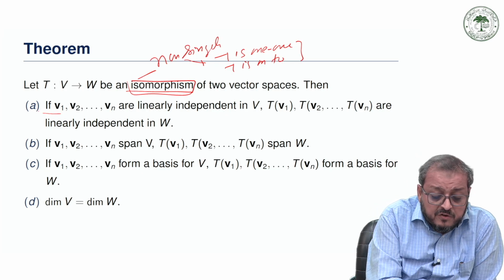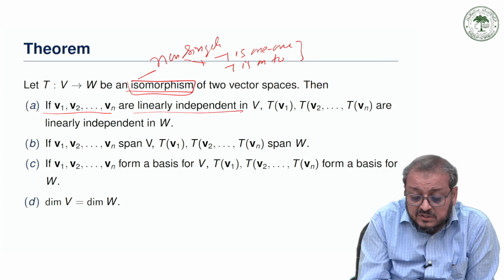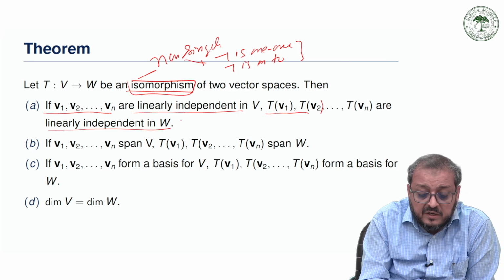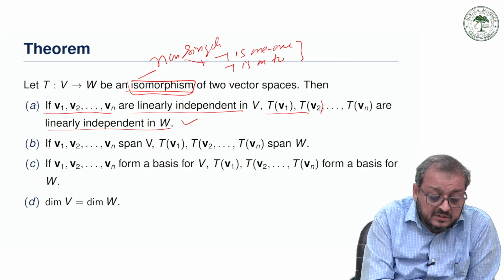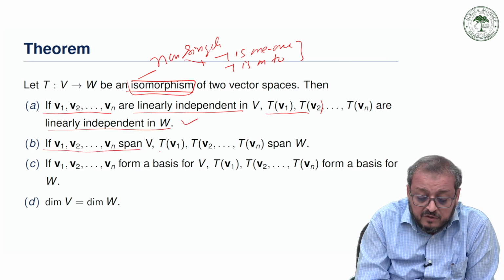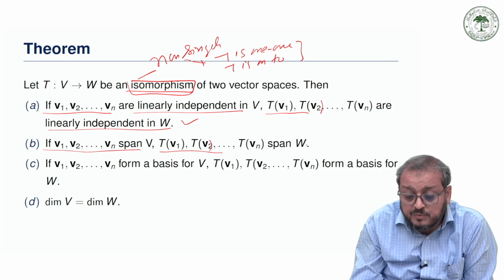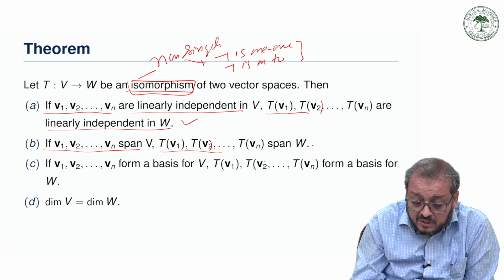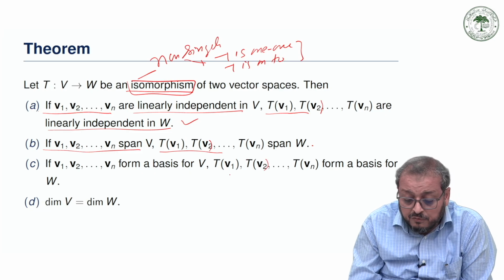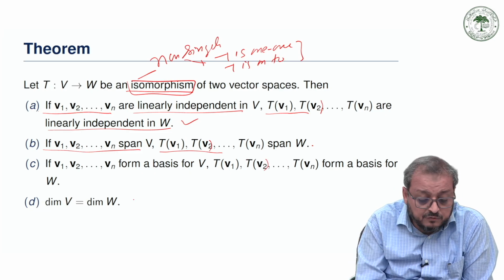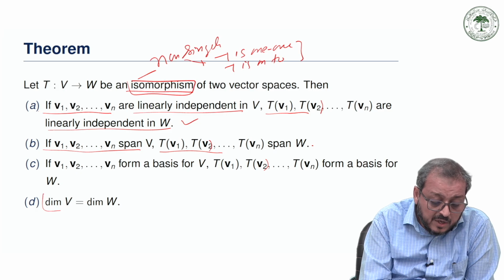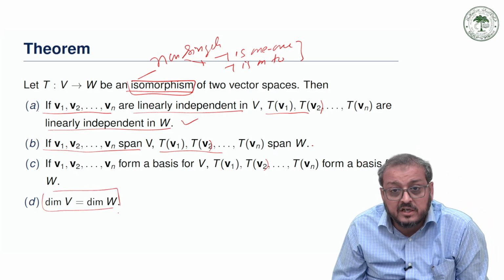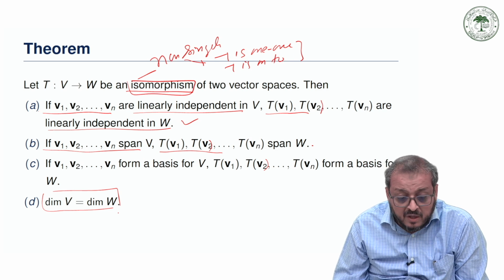Then, if v1, v2, up to vn are linearly independent vectors in V, then T(v1), T(v2), up to T(vn) are linearly independent in W. Next, if v1, v2, up to vn span V, then T(v1), T(v2), up to T(vn) span W. If they form a basis for V, then T(v1), T(v2), up to T(vn) form a basis for W. And the last one: the dimension of V and the dimension of W are the same when the linear transformation is an isomorphism.